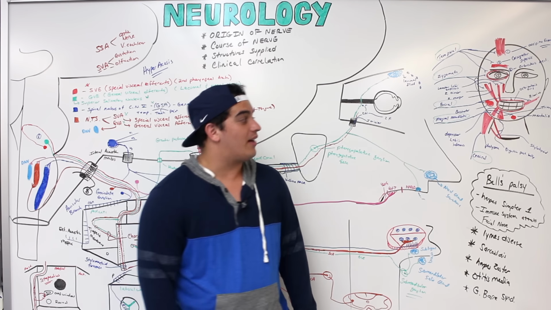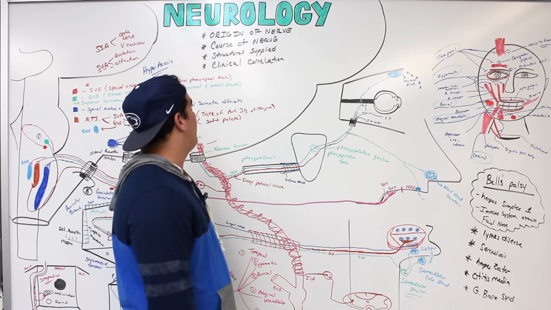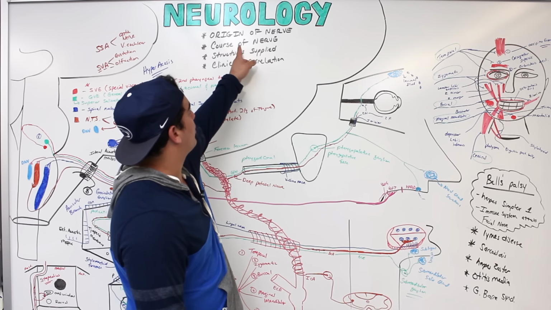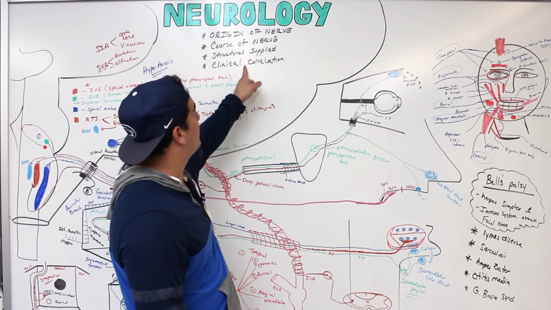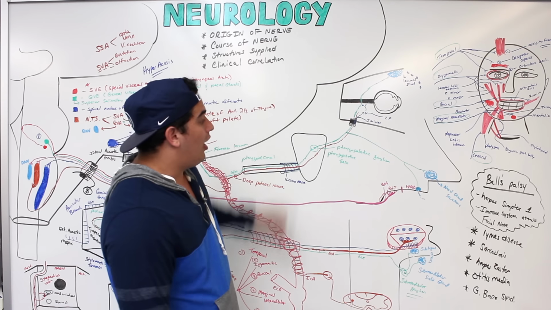All right, Ninja, so in this video we covered a lot about the facial nerve. We went over a lot of depth on all the different origins of the nerve. We talked about the course of the nerve, we talked about the structures that it's supplying, and we talked a lot about the clinical correlation with it. I hope all of this made sense.